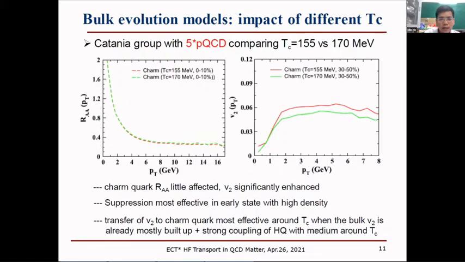And the Catania group also did a calculation with 5 times pQCD transport coefficients for the purpose of comparing different hadronization temperatures, 155 and 170 MeV. We see the charm quark RAA is insensitive to the variation of this hadronization temperature, but the V2 is, of course, significantly enhanced at a lower hadronization temperature. This is not surprising because we know suppression as reflected in the RAA is most effective in the early stage of the evolution with high density. But the transfer of the V2 of the bulk to the charm quark is most effective around TC when the bulk V2 is already large.